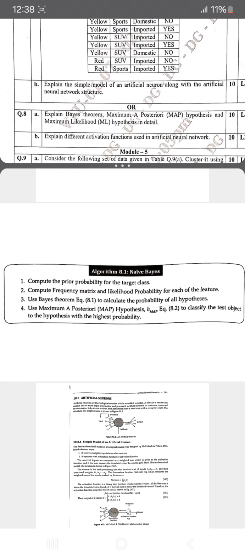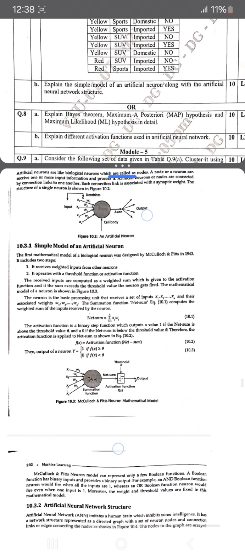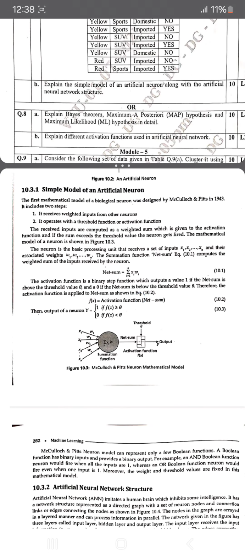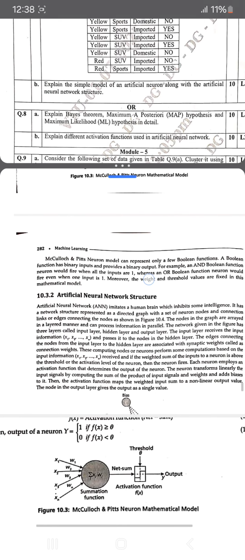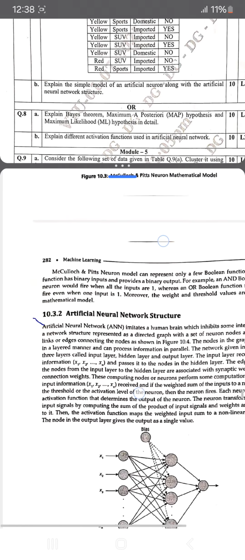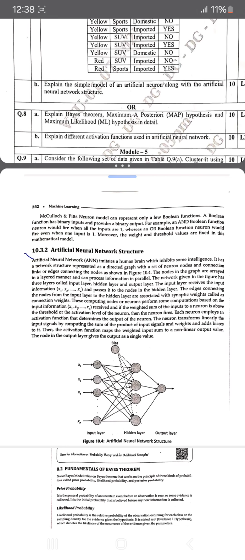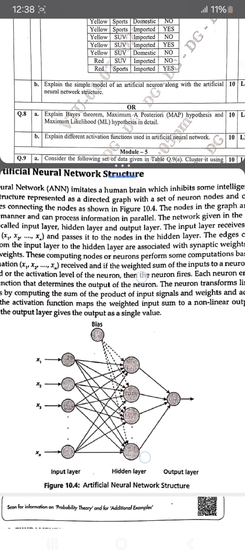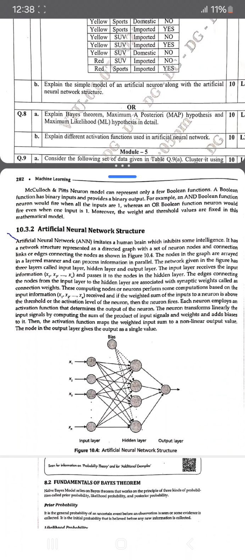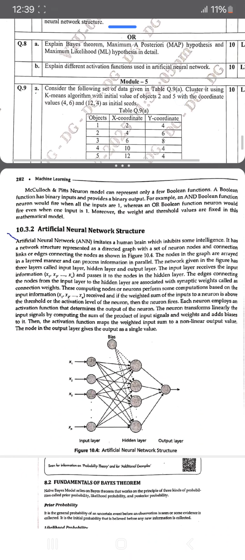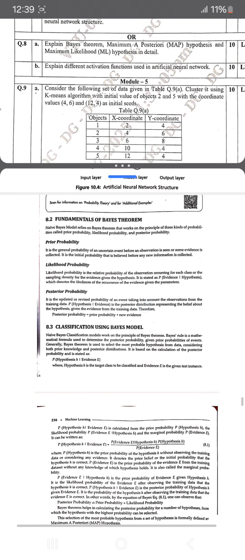Explain the simple model of the artificial neuron. See, here is the simple model of the artificial neuron. You need to draw this diagram and write the explanation. Then the artificial neural network structure, this diagram and theory about it. Then different activation functions. There are a total of 9 different activation functions.